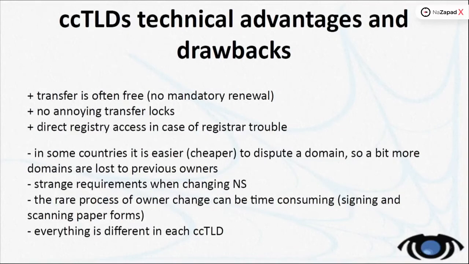ccTLDs are the other way around. Transfers are nice, often free without renewal, so you'll be able to basically toss the domains around like they were some kind of ball. That's very convenient, especially if you buy and sell domains. And they have the advantage that in some countries like UK, EU, BE and others, you have a direct access to your account at the registry. So if the registry decides to completely mess you up, you can still go directly to the registry, and then the registrar is out of the picture because you bypass them as a proxy and you just change your registrar or do whatever you want. So the drawbacks, basically the technical side is the drawbacks of ccTLDs.